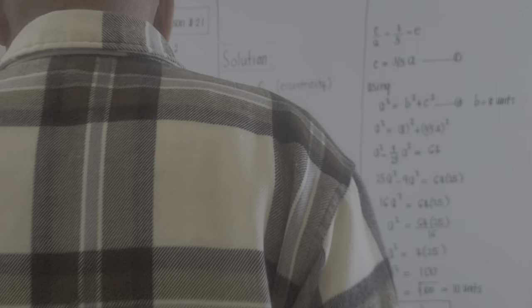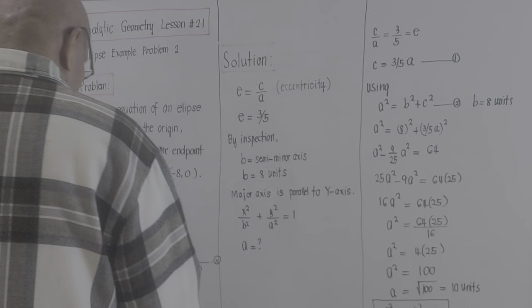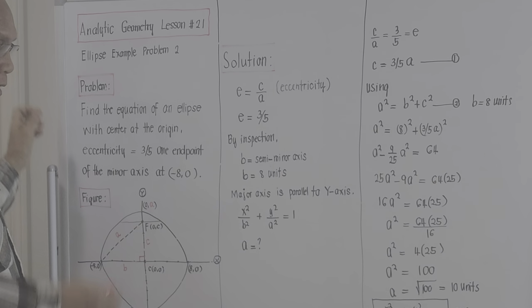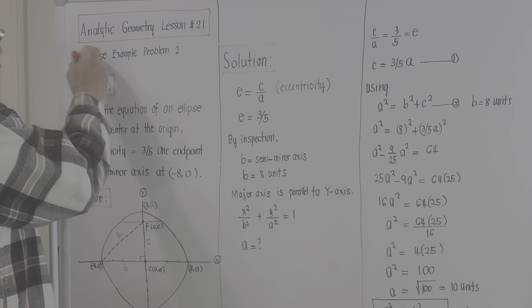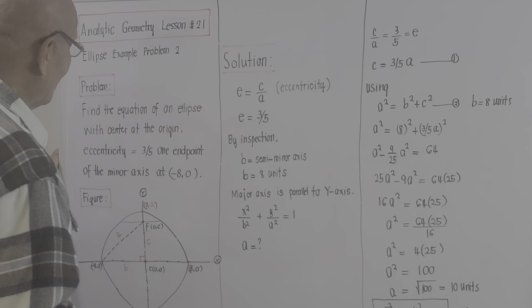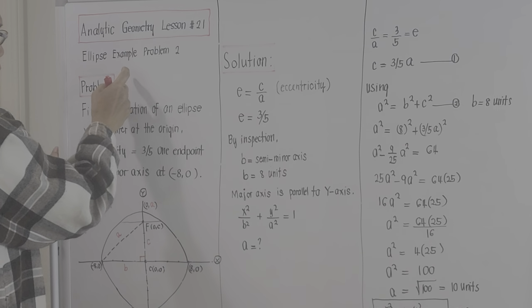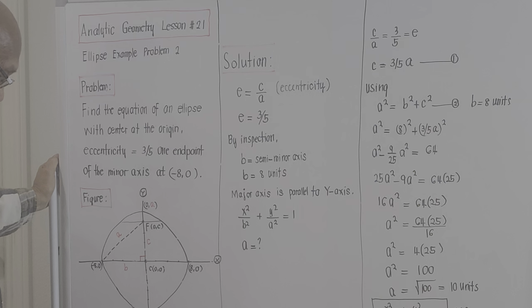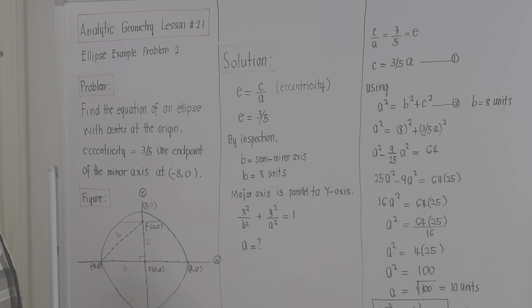The subject matter for this evening will be a long video format topic on my mathematics section of my channel, and this is analytic geometry lesson number 21, and the title of the topic will be ellipse example problem number 2. Okay, I will try to give you example problem number 2, with regard to the study of ellipse. Okay, I will try to read the problem.